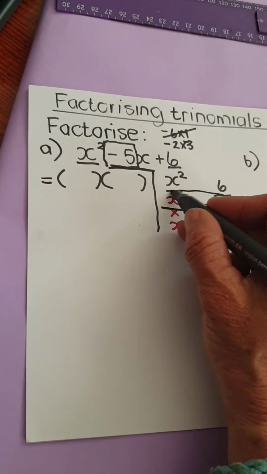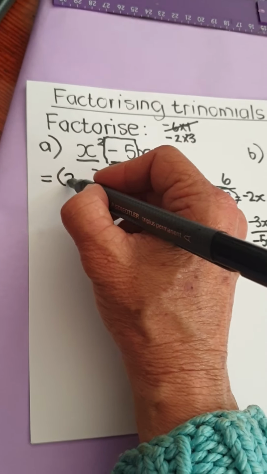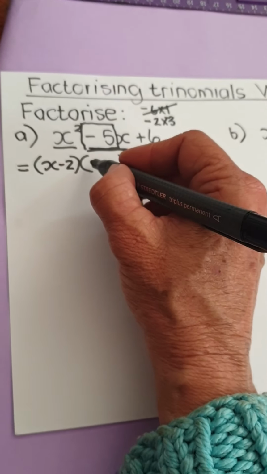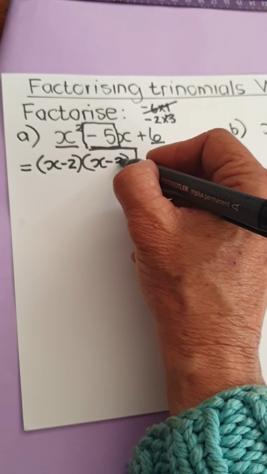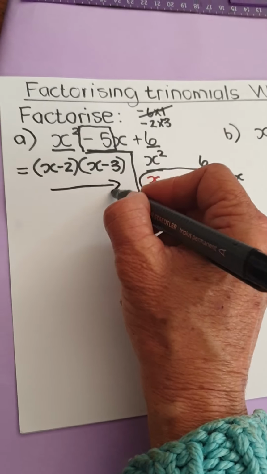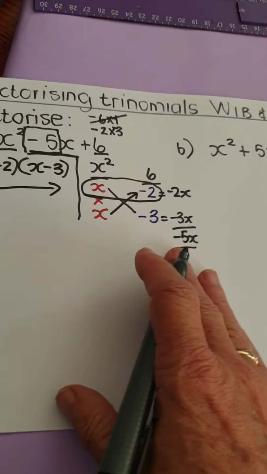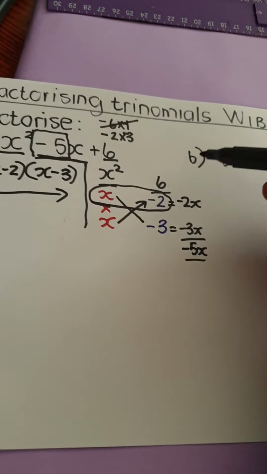There's my answer. It will be x minus 2 times x minus 3. Done and dusted, finish and klaar. Right, so let's look at B.